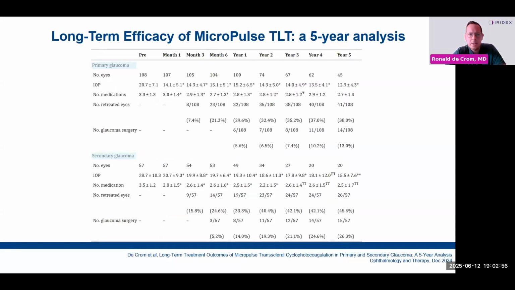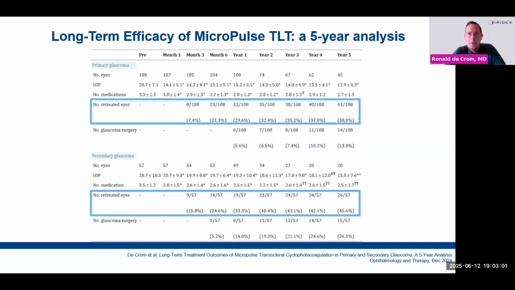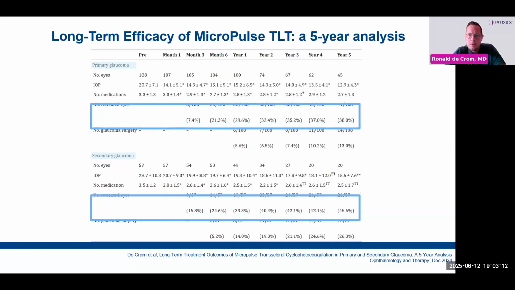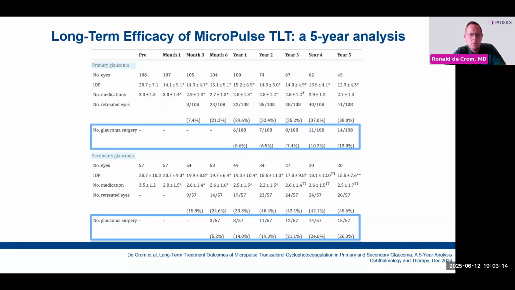If we look in some more detail, we can see that in the total cohort, we still have to use some retreatments in the patients. You can see that most of the retreatments are done in the first year. And of course, additional glaucoma surgery is also necessary in a small part of the patients, somewhat more in the secondary glaucoma patients in comparison with the primary glaucoma patients.